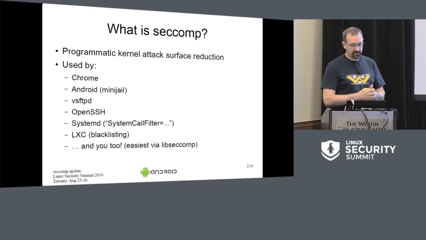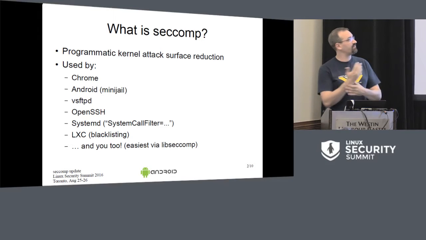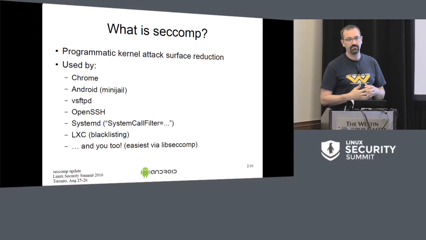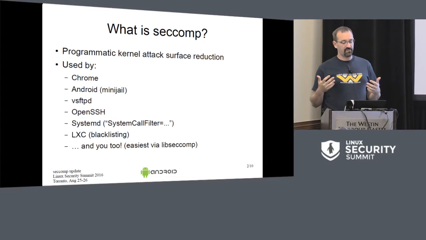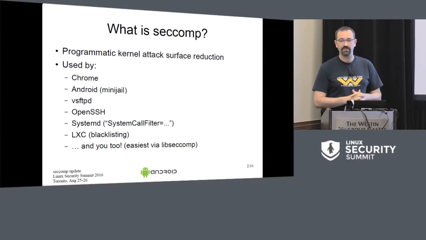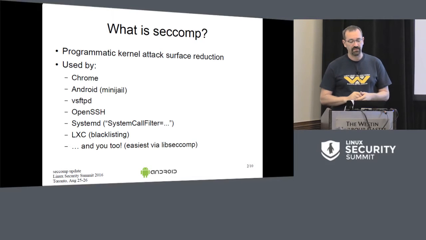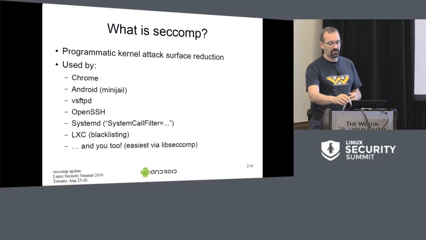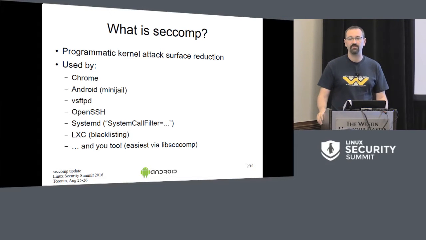So if you're not already familiar with Seccomp, it's basically a programmatic way for processes to reduce the available attack surface against the kernel if they worry that they're going to come under attack. It's used by a ton of stuff. The list is getting longer every day. Probably the easiest interface to working with it is libseccomp, which will do a lot of things for you, as sometimes it can get complex if you have long or complicated filters.